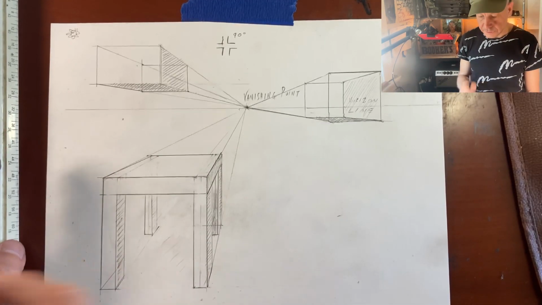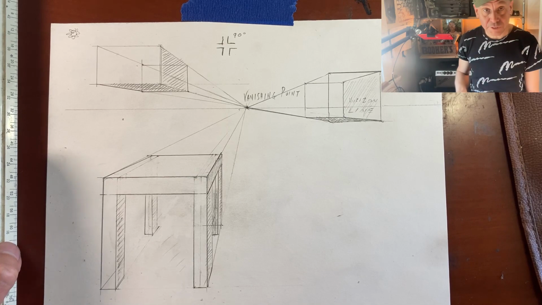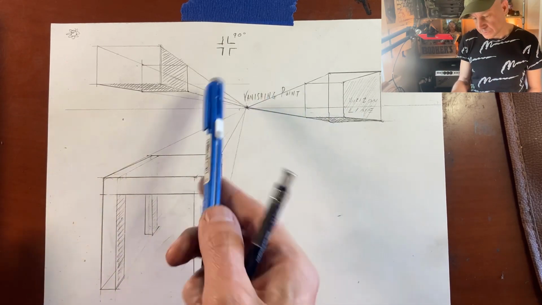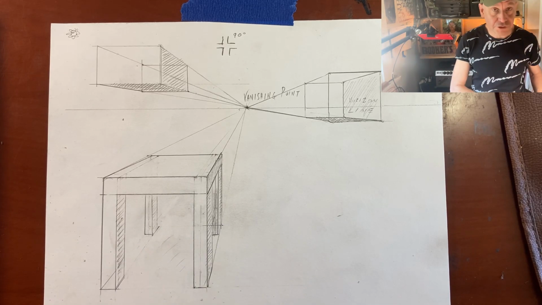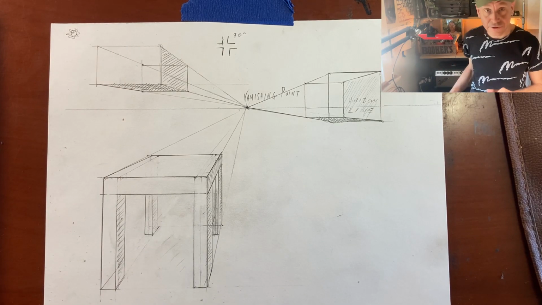All right, so this is a table that you drew in one point perspective. These are your first box in one point perspective and first table in one point perspective, if you haven't done it before. And now we can do the kitchen.